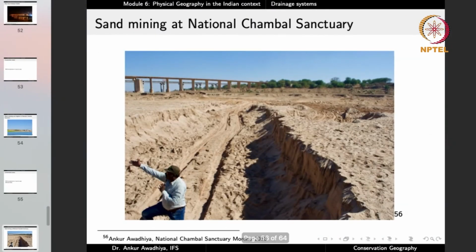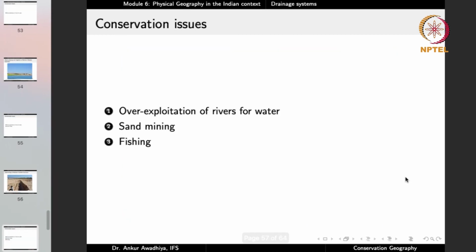Another is sand mining. So you can look at this image. All of this sand has been taken away to be used for construction activities. Even in sanctuary areas, we are finding that people are doing illicit mining. And once this happens, where will the gharials lay their eggs? So when we talk about species being pushed towards extinction, these are also the factors that are playing a role.